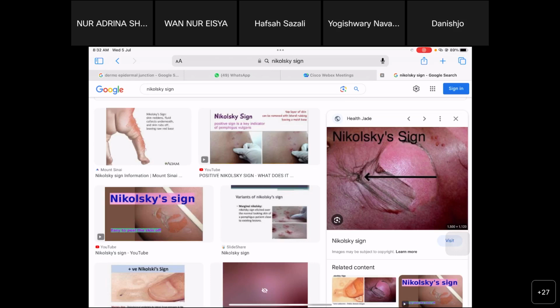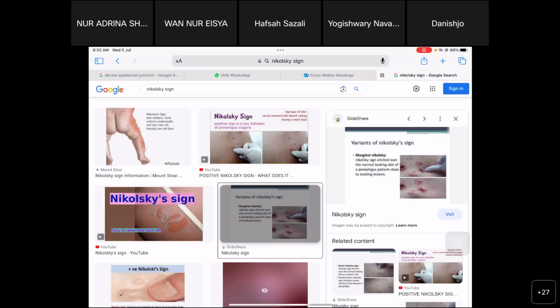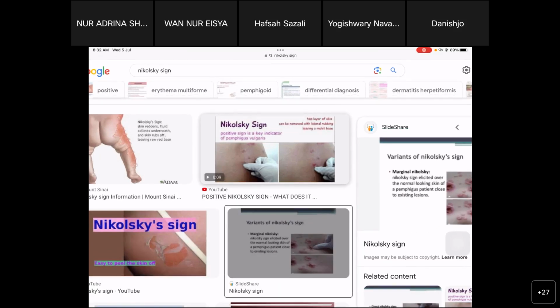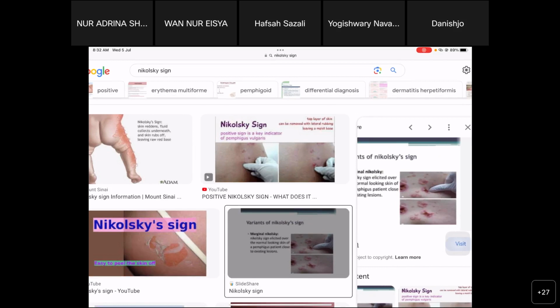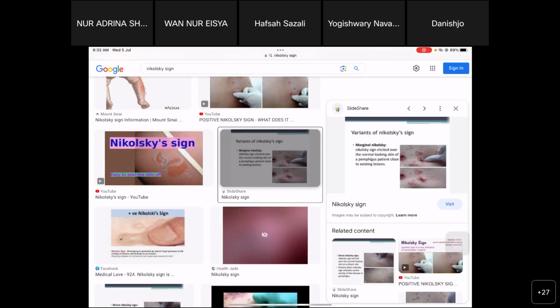In the top photo in the middle, again, it shows Nikolsky sign when rubbing the skin. It doesn't have to be too much pressure. Actually, gentle rubbing usually can cause erosion in these areas, especially when it's already necrotic.